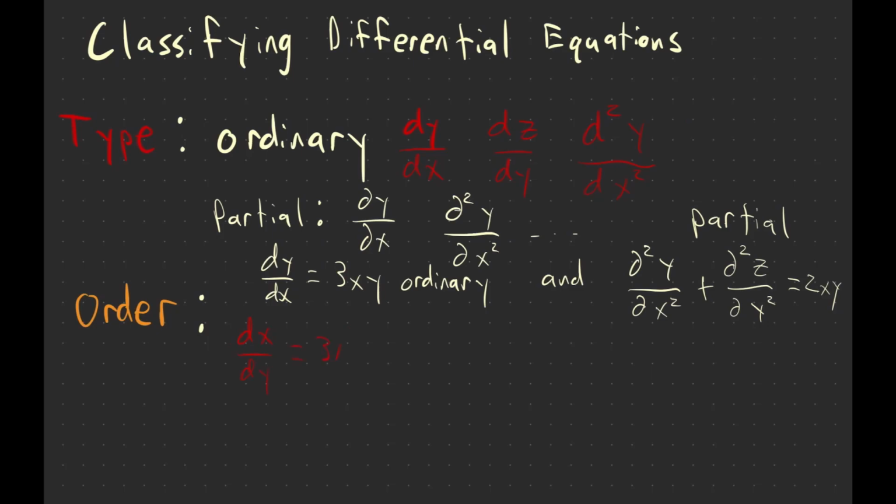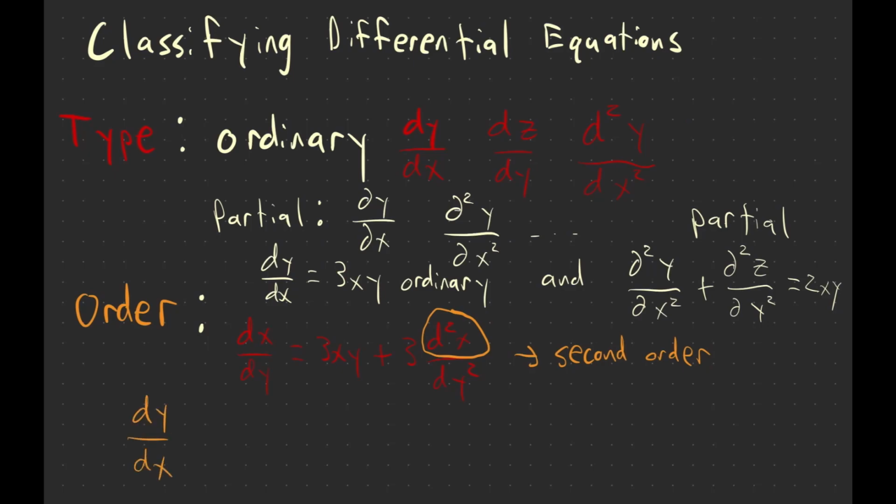Now for order, we look at the highest derivative. In the case of something like this one, we have the first derivative of x with respect to y and the second derivative of x with respect to y. So we circle the highest one. We have the second derivative of x with respect to y, so it's a second order differential equation.